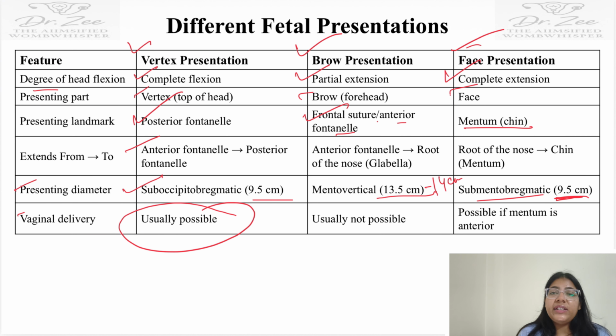And in brow presentation, it is usually not possible because the presenting diameter is mentovertical, that is 14 centimeter. So this diameter is bigger than any of the diameter of the maternal pelvis. So it cannot pass through the maternal pelvis. And here it is possible if the face is anterior, that is if the mentum is anterior. In mento anterior position, only vaginal delivery is possible. Otherwise, no.